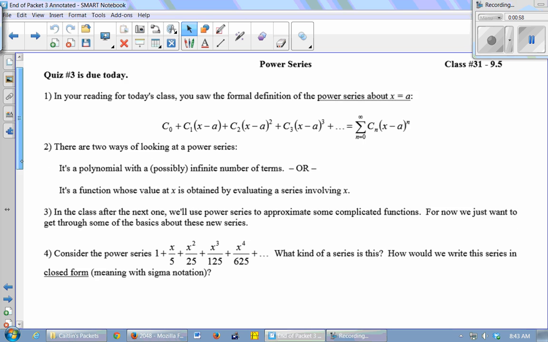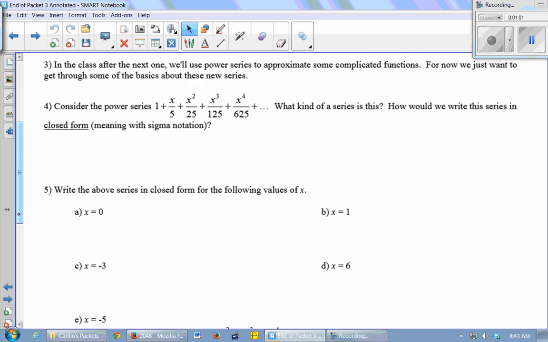Okay, in the class after next one, we're going to use power series to approximate some complicated functions. But for now, we're just going to try to get through some of the basics of these things so that they become more comfortable.